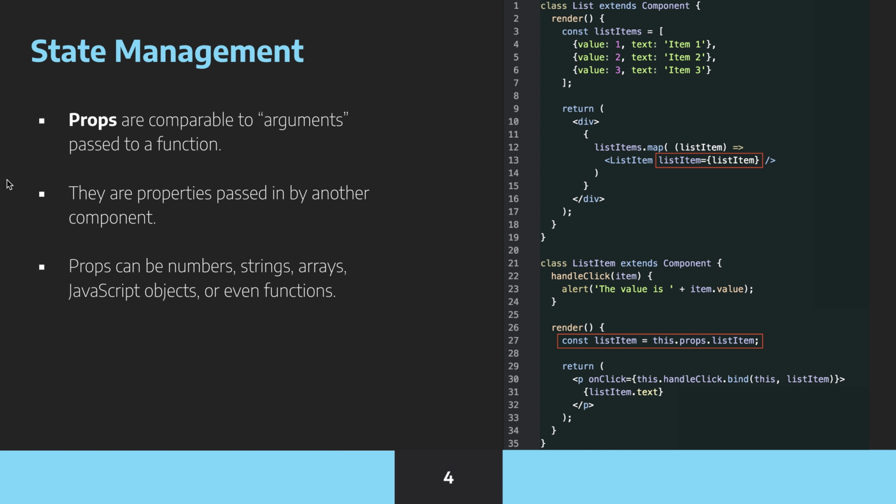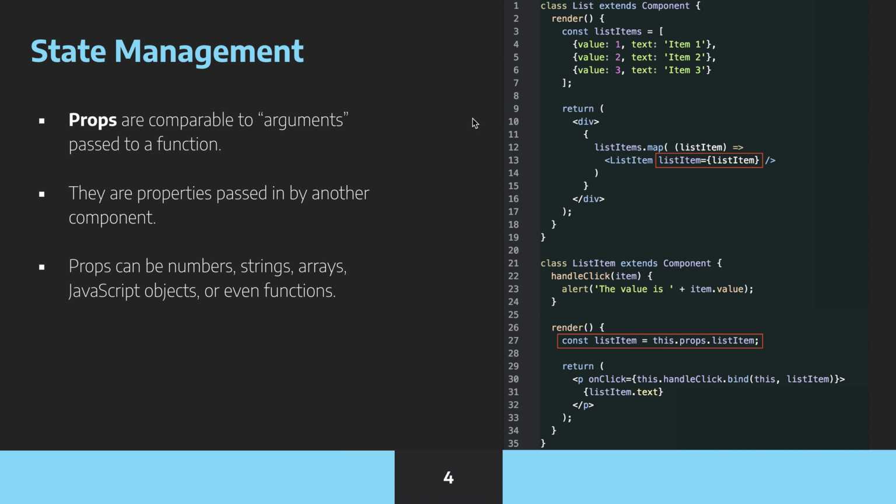So the other piece that we have are props. Props are comparable to arguments passed into a function. They are properties passed in by another component, and props can be numbers, strings, arrays, or even functions. So pretty much whatever you want.